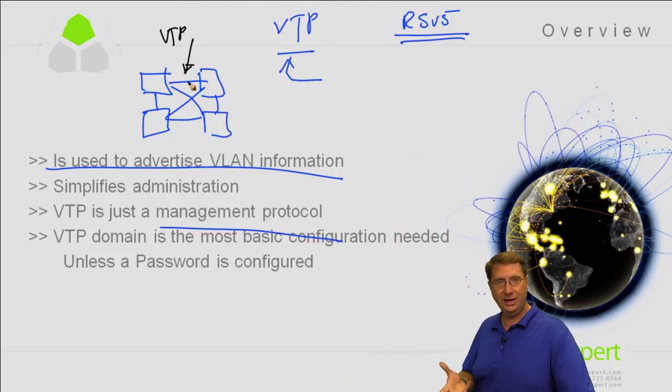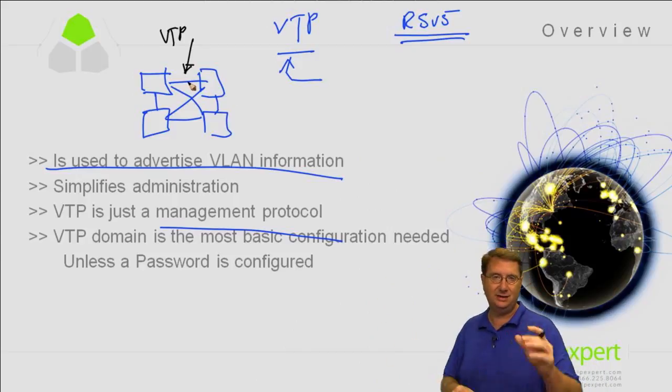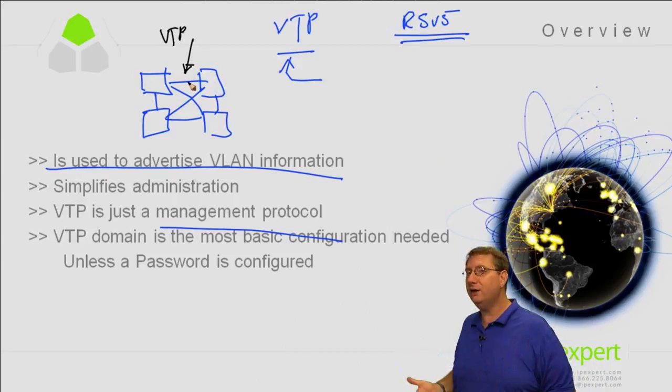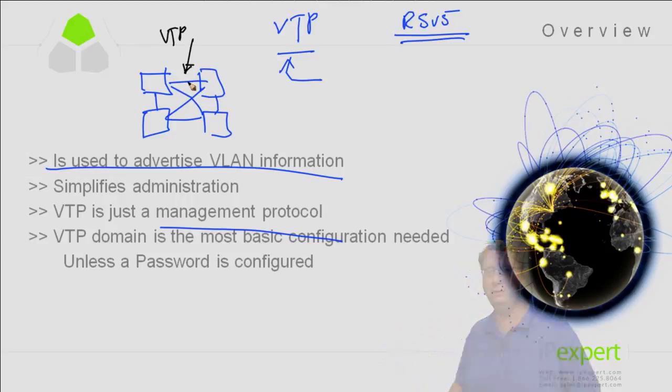Now, what we need to understand here is that before VTP, we had to go from device to device to device to device in our infrastructure and configure all of our pertinent VLANs. VTP gives us the capability of communicating that information through this management utility that Cisco has brought to us.